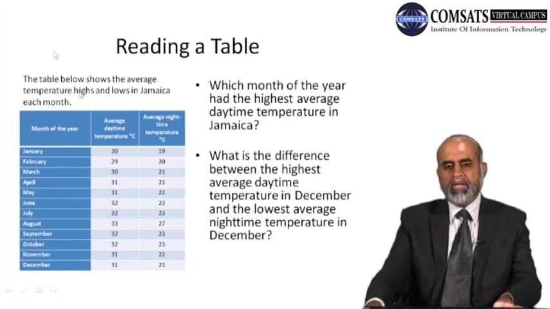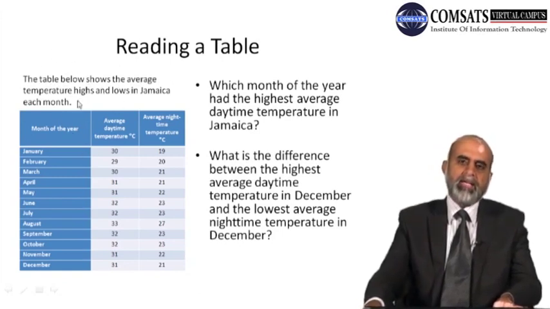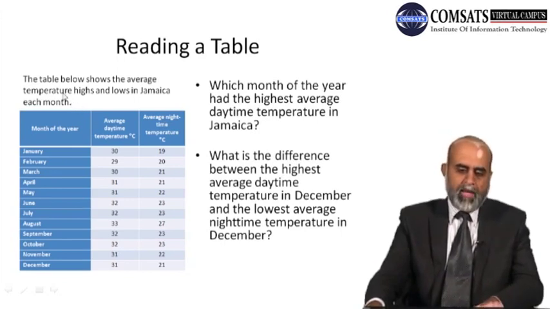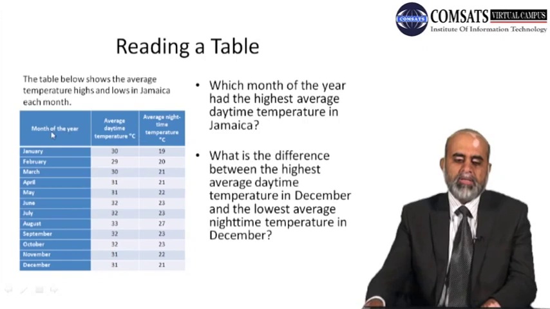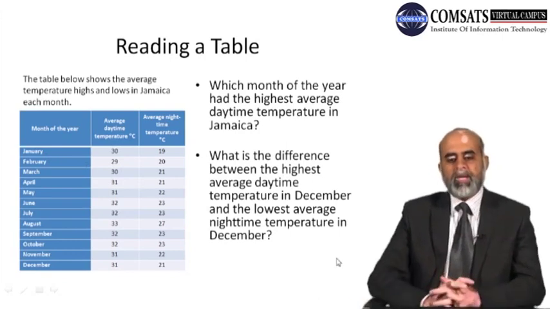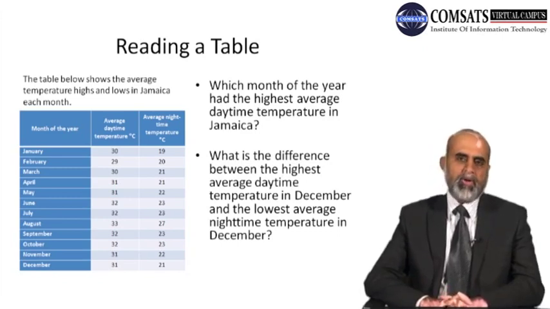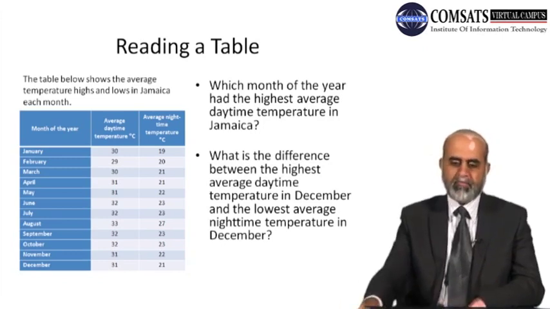The important thing to note here is that when you are dealing with visual organizers like this, you are really presenting data objectively. You are not showing your personal opinions. The table below shows the average temperature highs and lows in Jamaica. So you see that we have three columns here. The first row here is the table heading, and the remaining rows give us the table data. Okay, so we see that one row is for January, second row is for February, third row is for March. So in order to read this table, in order to answer these questions, we will look at these relevant columns and relevant rows. Okay, which month of the year had the highest average daytime temperature in Jamaica?